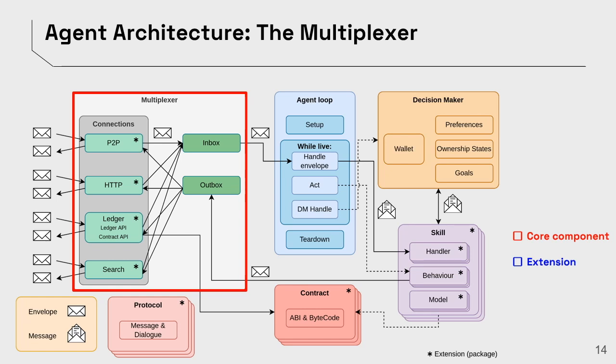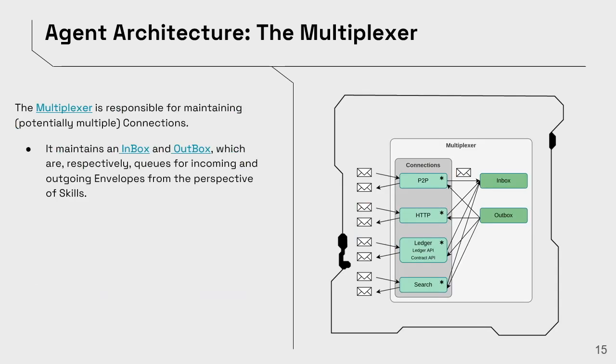The next component is the multiplexer, which is also a core component. The multiplexer essentially is a component that manages the connections for the agent. The multiplexer maintains an inbox and an outbox, where the messages incoming from a connection are placed in the inbox, and the messages that are going to be output to a certain connection are placed by the agent in the outbox. So the multiplexer is just a component that manages this stack of messages, which the remaining components of an agent can access to either read messages or post messages.